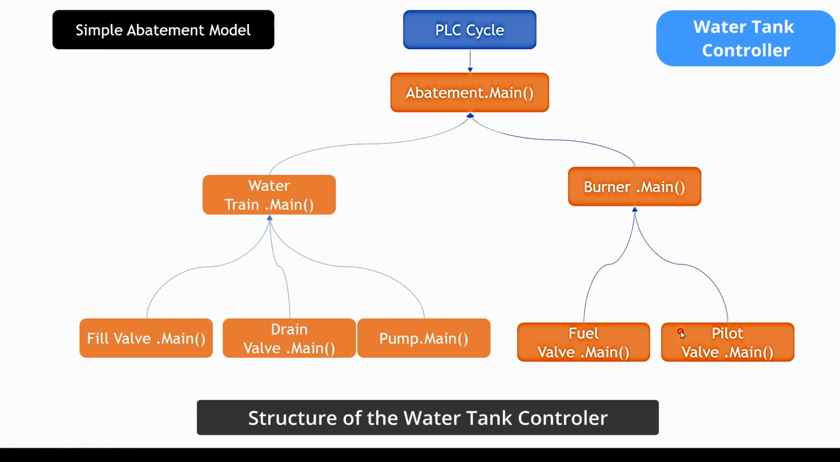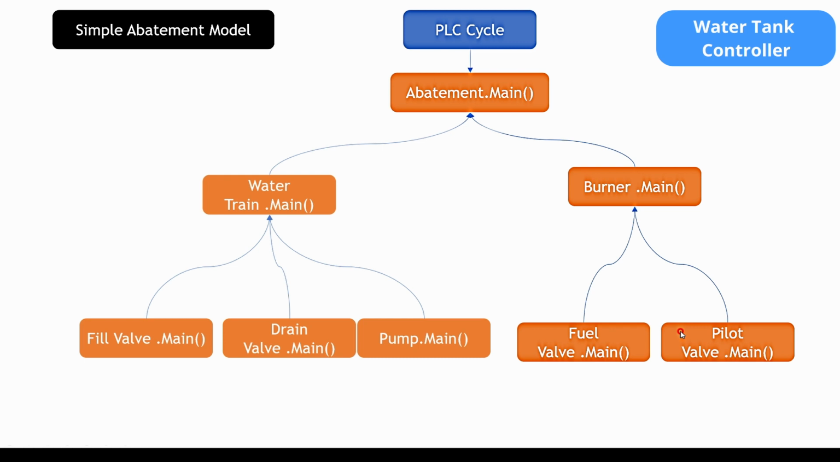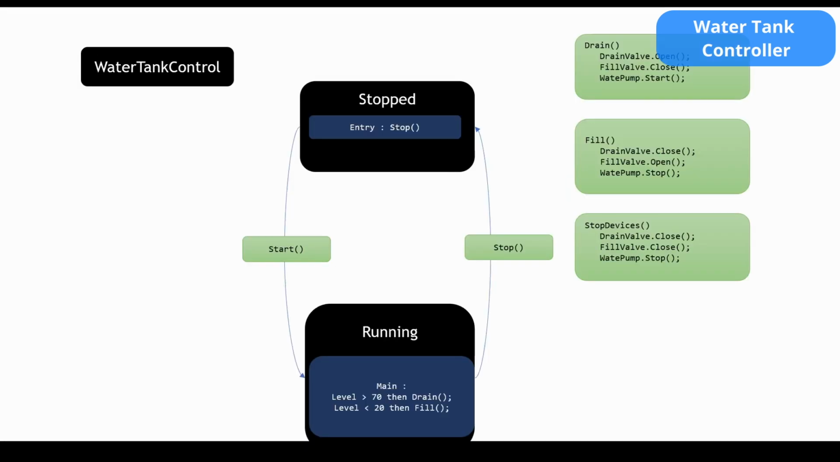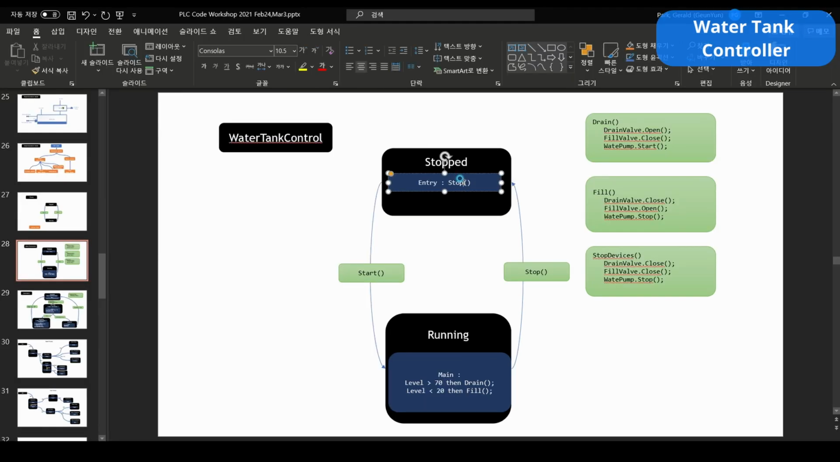So under the water tank, there are two valves and one pump, and we're going to create the hierarchy in the water tank. The name is water tank, but it is treated as a water control. And the state machine has start and stop, and drain, fill, stop devices commands. The drain command makes the drain valve open, the fill valve close, and the water pump start, and the fill command does the opposite. And stop devices closes all valves and stops the water pump.